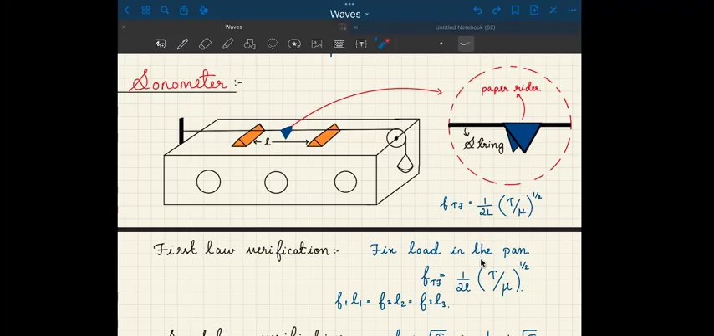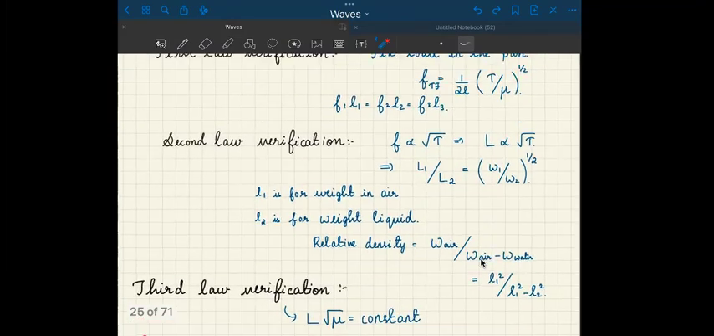If I can prove that F1 L1 is equal to F2 L2 is equal to F3 L3, then I am verifying the first law of transverse vibrations of stretched strings. Any doubt till this point? Boys and girls? Have you understood? Now we will move on to the second law.